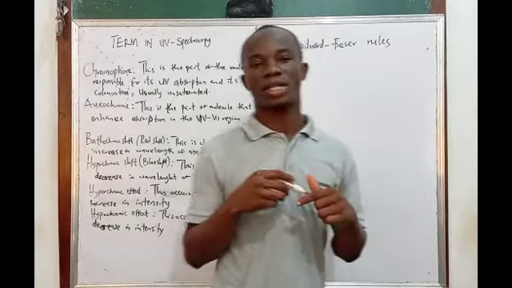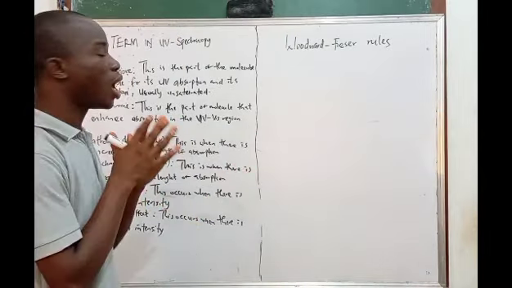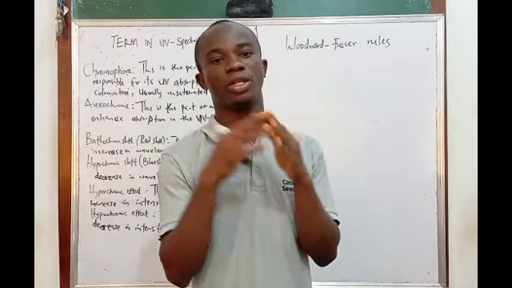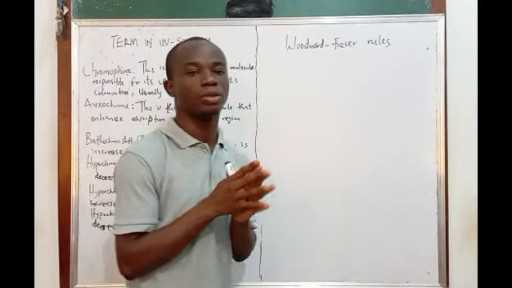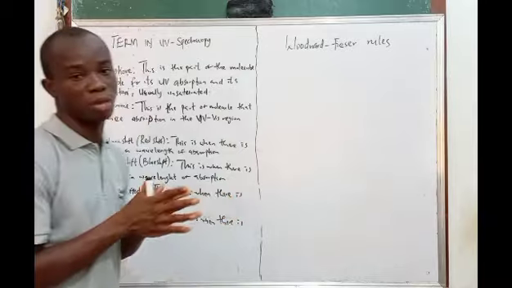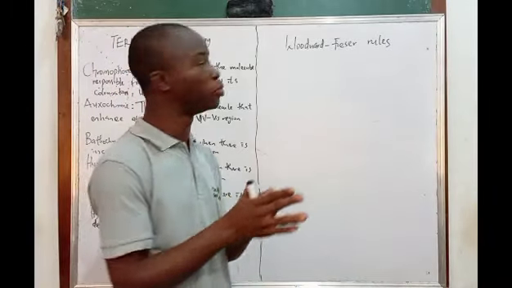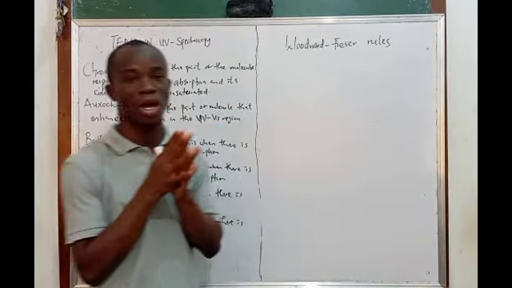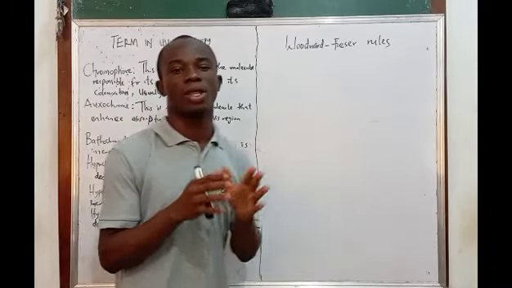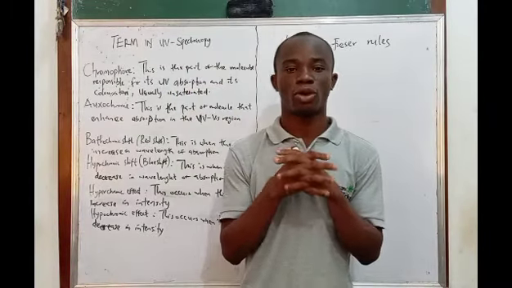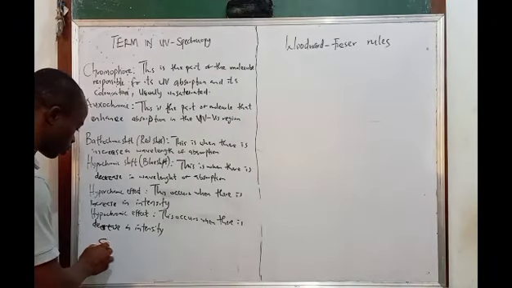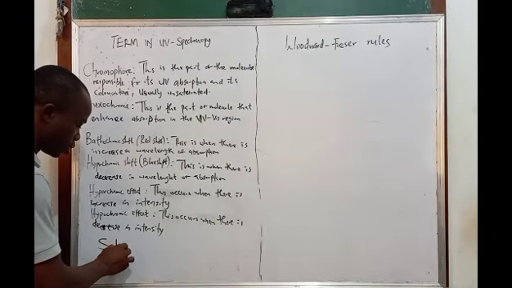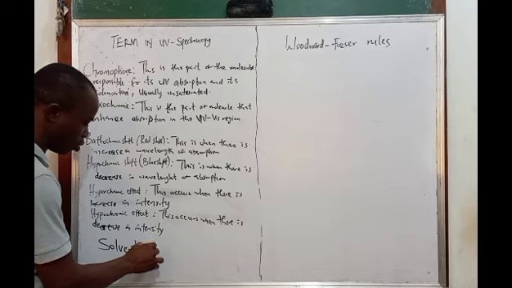So these are the terms that we have to take with us, and we are going to be needing them in subsequent lessons that we are going to consider. Before I leave this aspect of terms that we use in UV spectroscopy and go to Woodward-Fieser rules, there is also something that we have to take with us, which we call the solvent effect.